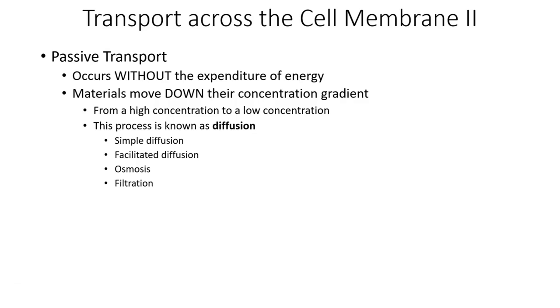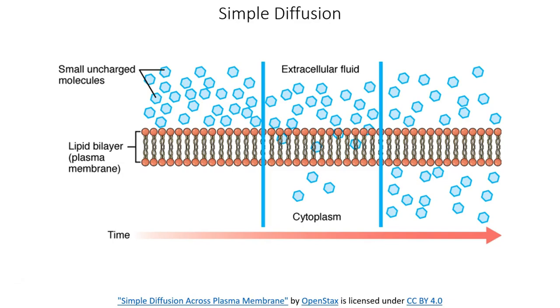This process is known as diffusion, and we have, as you can see, a few different types of diffusion. So we have simple diffusion, facilitated diffusion, osmosis, and filtration. Simple diffusion is going to look at substances, really small molecules. This could be something like some salt ions or potassium ions. Sometimes it depends on what cell we're talking about.